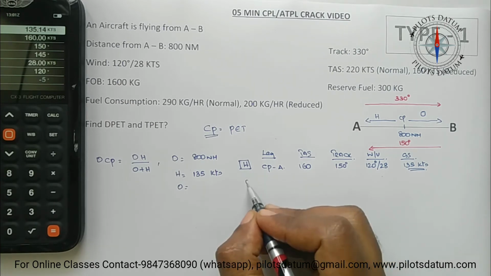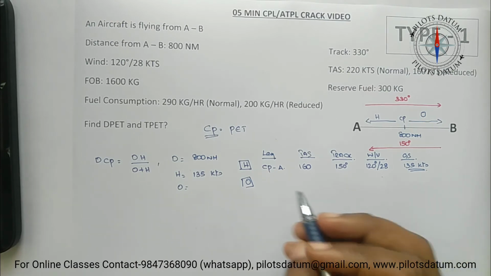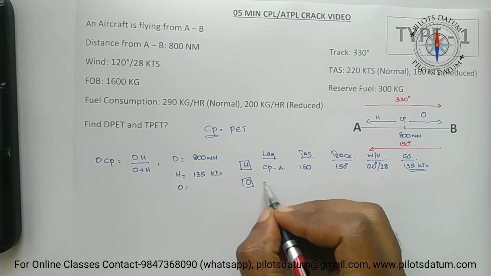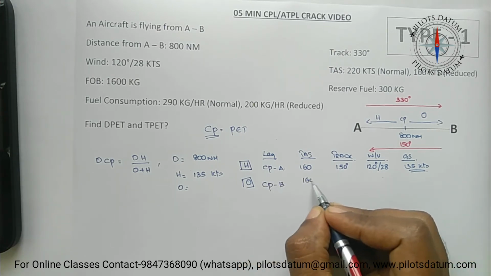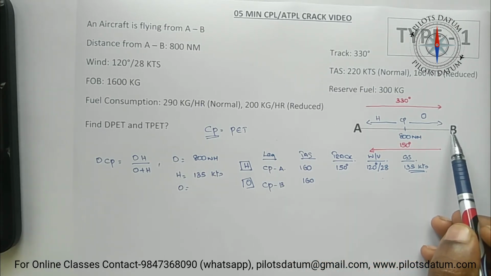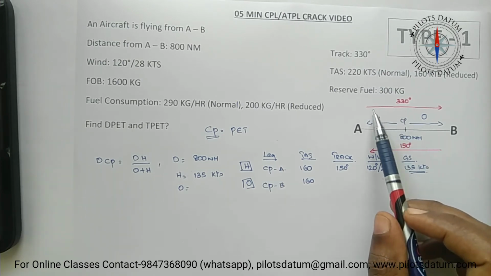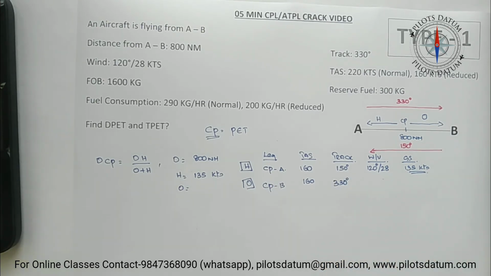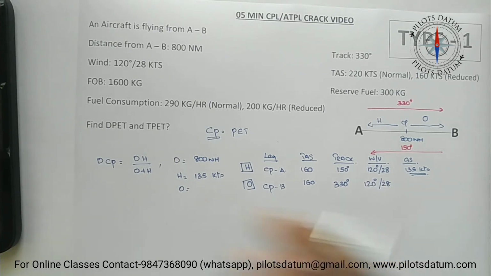Now we are going to look at the out ground speed. What is the leg actually? It is CP to B. What is the true airspeed? Again, with a reduced true airspeed, the track will be entirely different. In this case, we are traveling from CP to B, that is 330 degrees, the opposite of this one. Wind velocity is the same, 120 degrees, 28 knots.